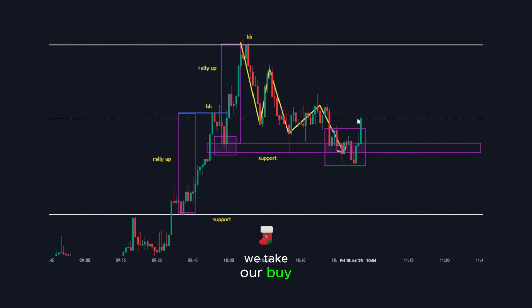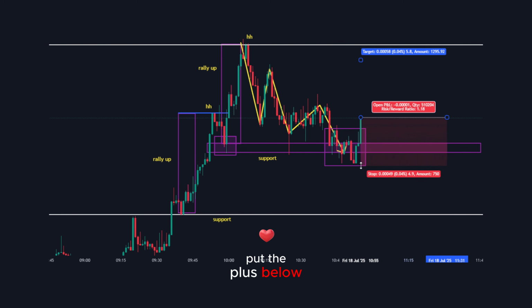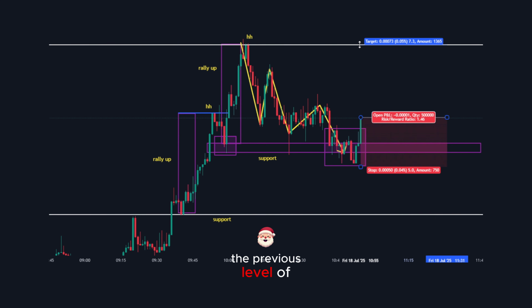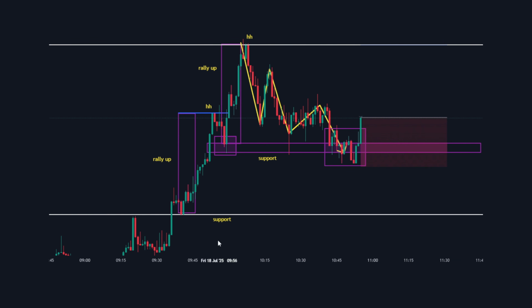We take our buy, put stop loss below, and take profit on the previous level of resistance.